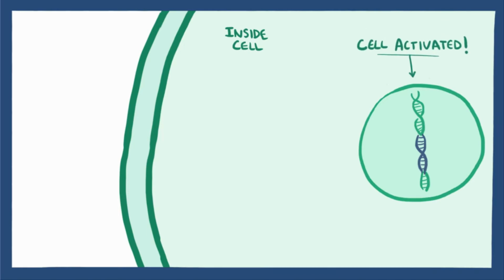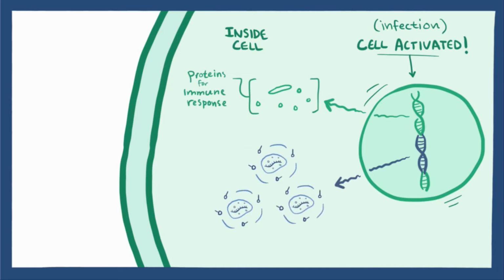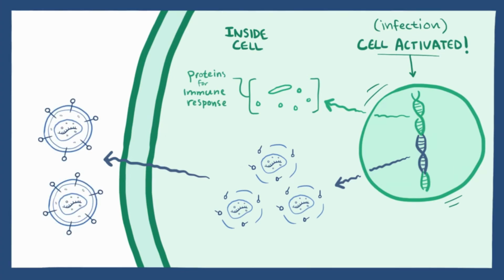When the immune cells become activated, they start transcribing and translating proteins needed for the immune response. Ironically, this means that whenever the immune cell is exposed to something that causes it to start up an immune response, like an infection, the immune cell ends up inadvertently transcribing and translating new HIV viruses, which bud off from the cell membrane to infect more cells.